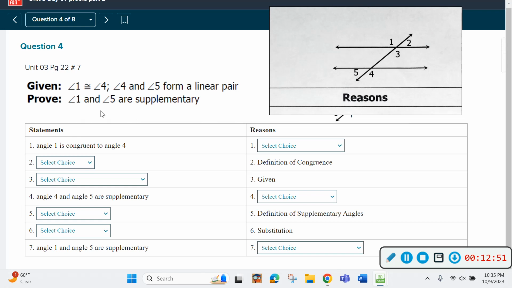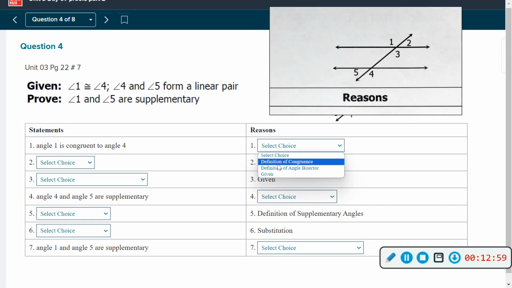All right, so the first thing we always do is our givens. Angle 1 is congruent to angle 4. How do we know that? That was given to us. Then definition of congruence. That means an equal sign turns congruent, congruent turns into equal. So let's see. We were just talking about 1 and 4, so we would still be talking about 1 and 4, and we replaced the congruent with the word equal. So boop, there we go.